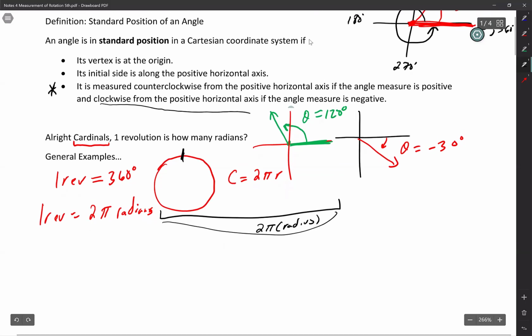Does that make sense to everyone? I'm going to say it again, guys. If someone says this circle just spun 2 pi radians, that means that circle went 1 revolution, because the circumference of a circle is 2 pi times radius. Does that make sense, guys?